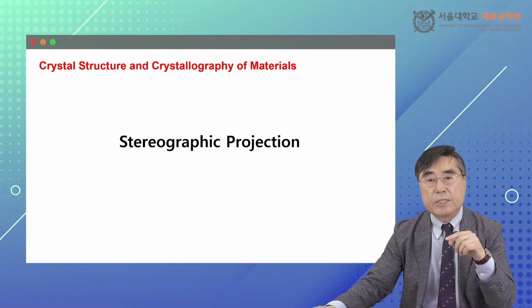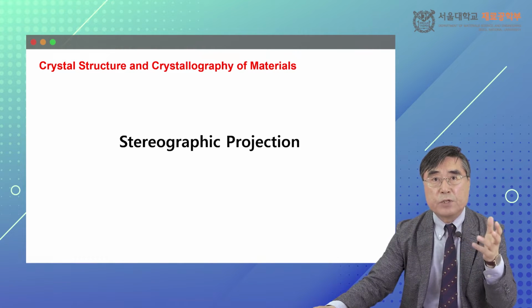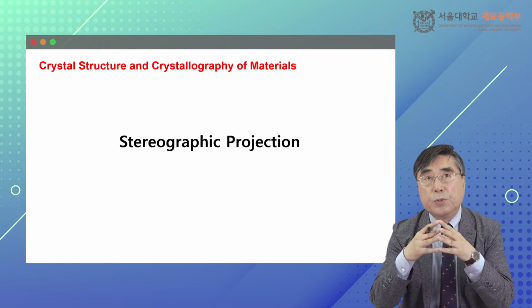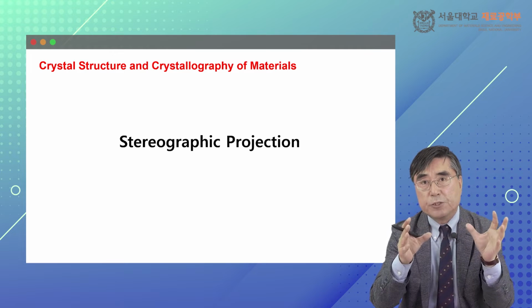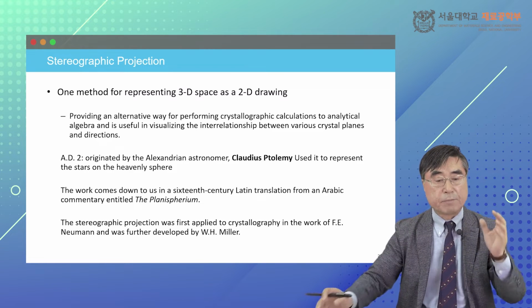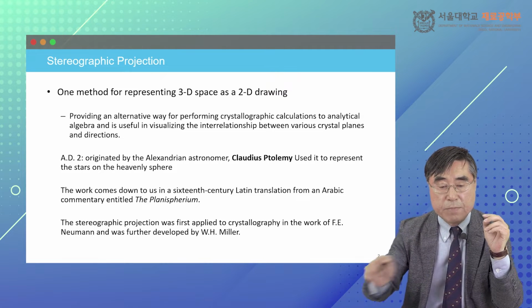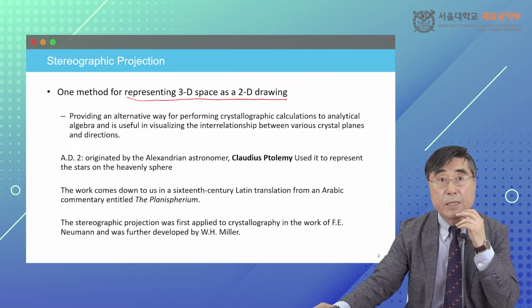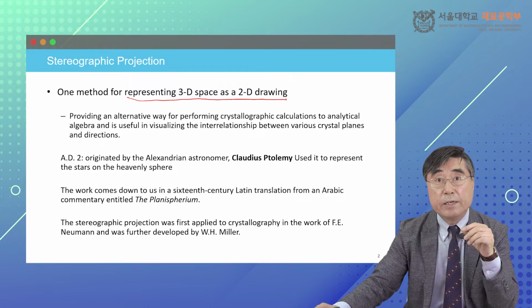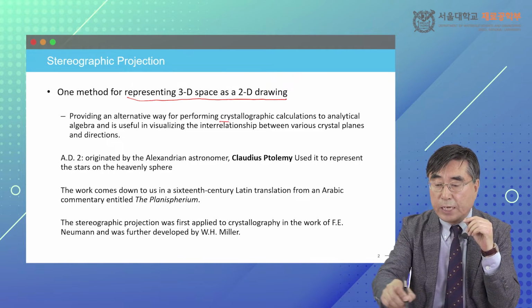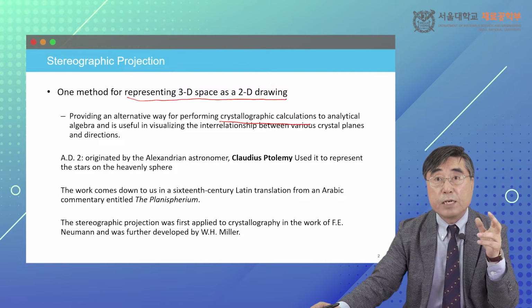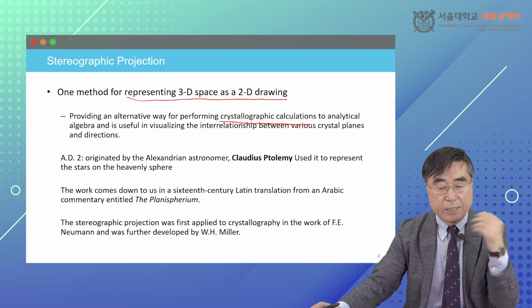But in order to understand the crystallography of materials, we have to understand the stereographic projection, because this stereographic projection is one method to understand features in 3 dimensions on 2-dimensional scales. So stereographic projection is one method for representing 3D space as 2-dimensional drawings. It provides an alternative way of performing crystallographic calculations to analytical algebra, and is useful in visualizing the interrelationship between various crystal planes and directions.